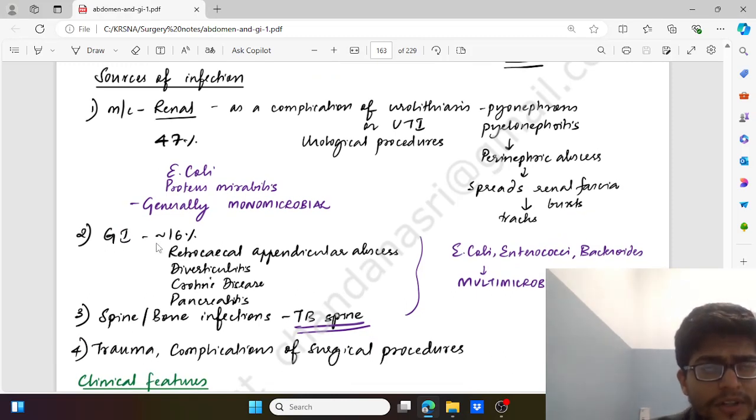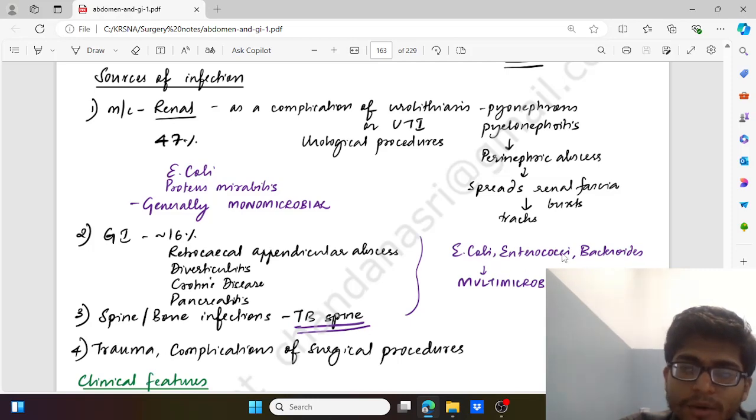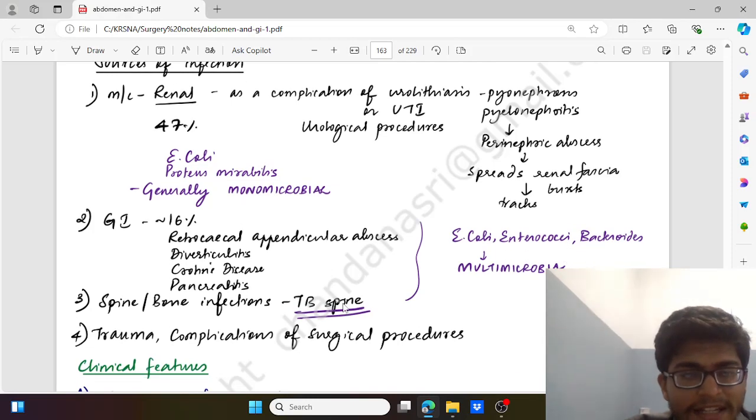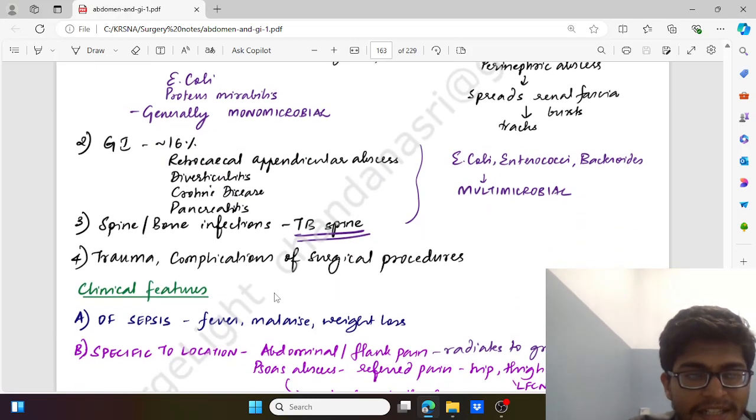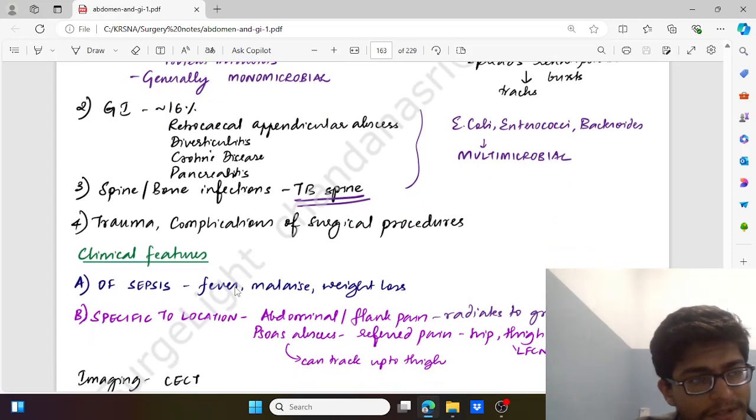And then the causes from the GI tract, that is the retrocecal appendicular abscess, diverticulitis, Crohn's disease, pancreatitis, and these are generally multibacterial in case of GI infections, caused by E. coli, enterococci and bacteroides. Spine and bone infection through TB spine is also a cause. Trauma and complication of surgical procedure is also a cause.